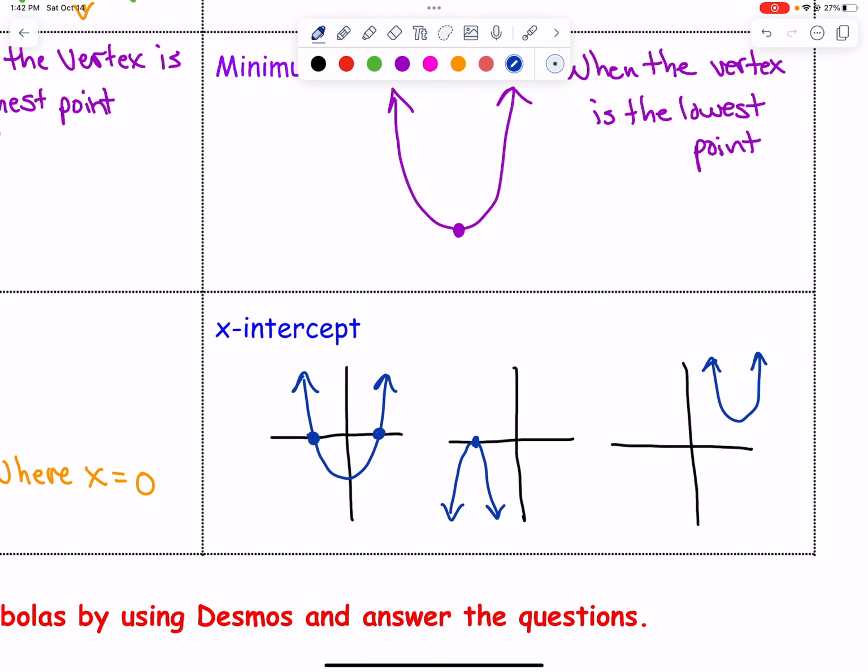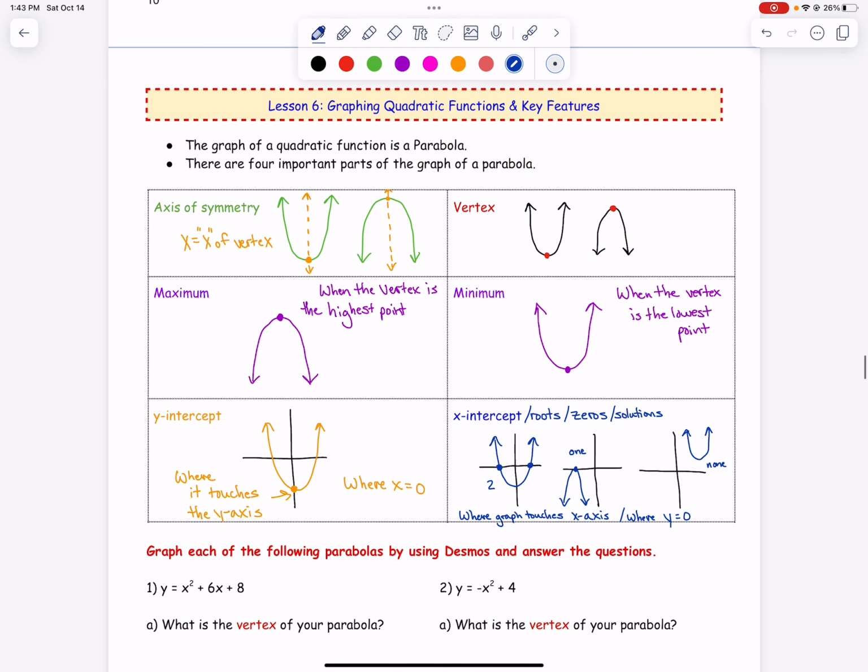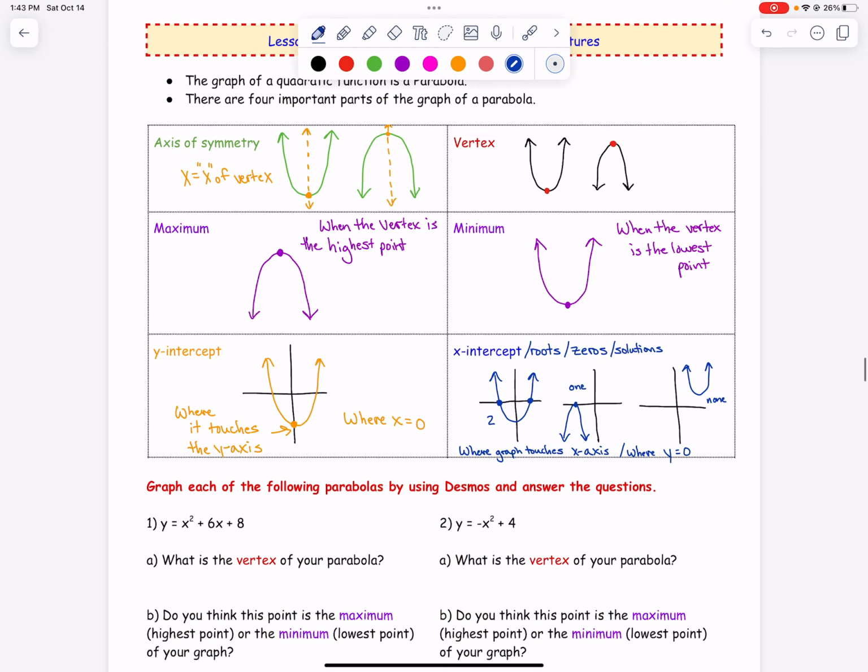X-intercepts have lots of names. They're the roots of our function. They're also called the zeros of our function, and they are the solutions. So this one has two, this one just has the one, and this one has none. It's where your graph touches the x-axis, and it's also where y equals 0. Okay, so that's it for the parts of our parabola for now. Let's take a look at one good example.